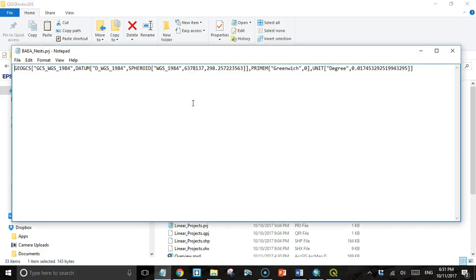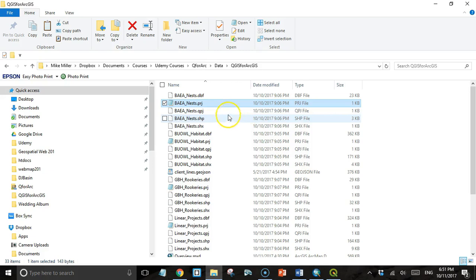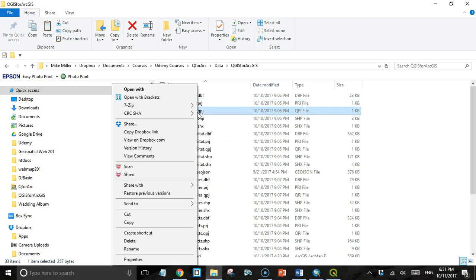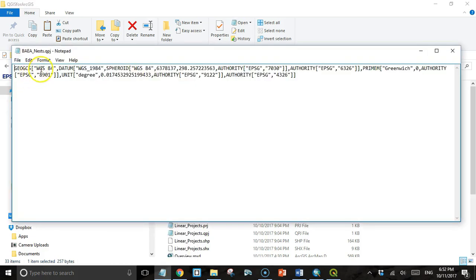And if you take a look at that, all it is is some information that includes things about the coordinate system, the datum, the spheroid, the prime meridian, the units, etc. But now that we've loaded the same shapefile into QGIS, we get another file in here that has a QPJ extension. And that's a different file that QGIS uses to define the projection. And we can open that as well. And it includes pretty much the same information. Information about the coordinate system, the datum, spheroid, prime meridian, the units, etc. Then it also has some other things about authority.